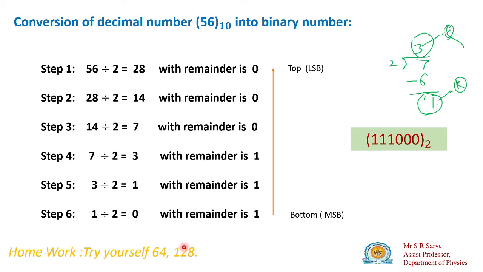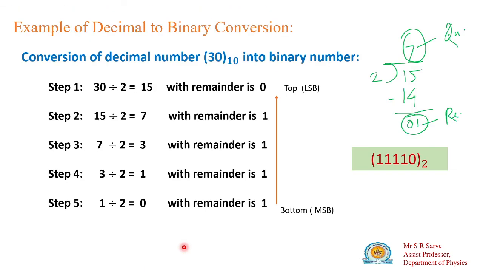So this is the process for conversion of a decimal number into a binary number, but this is for integers only. Here I have taken only 56.